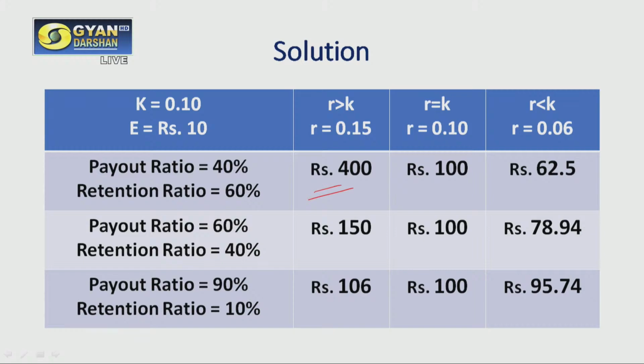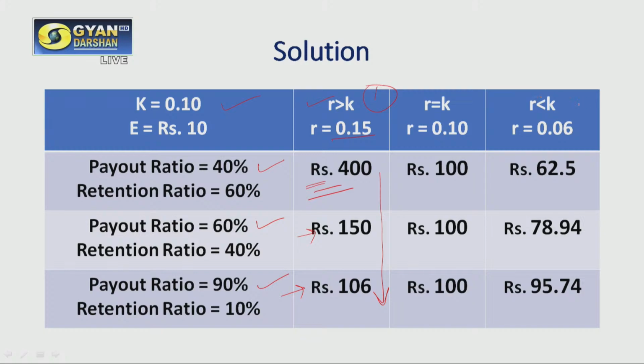So again, from this table also we can conclude that when the R is more than K, that means this is the first case when the firm is a growing firm. Okay, in this case our R is 15% and K is 10%. We can see that our payout ratio is 40%. When our payout ratio is 40%, the price of the share is 400 rupees. When the payout ratio is 60%, the price of the share will become 150. And when our payout ratio is 90%, the price of the share will become 106. Again, it is proof that when we are increasing the payout ratio, the price of the share is falling.